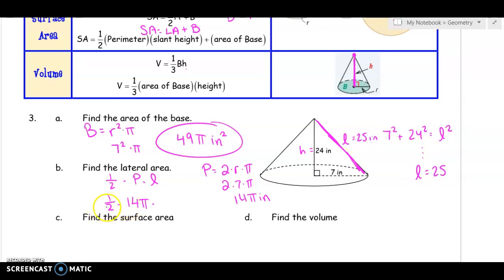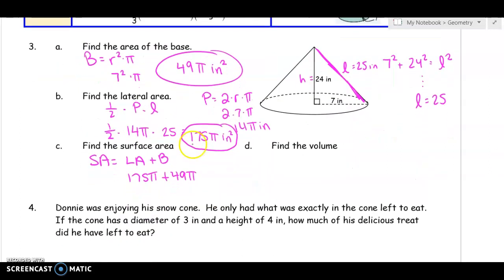And so now we can plug that in. 1/2 perimeter times slant height. Multiply these together. On your calculator, do everything but the pi. You can just tack it on at the end like we did with circles and area before. 175 pi square inches. Surface area is the lateral area plus the area of the base. We know both of those. That makes it nice and easy to do. Lateral area is 175 pi. Area of the base is 49 pi. You want to be careful because you want to make sure you did everything correctly.